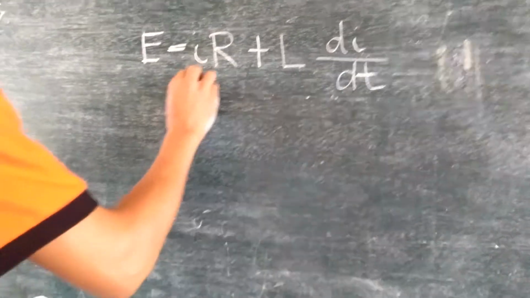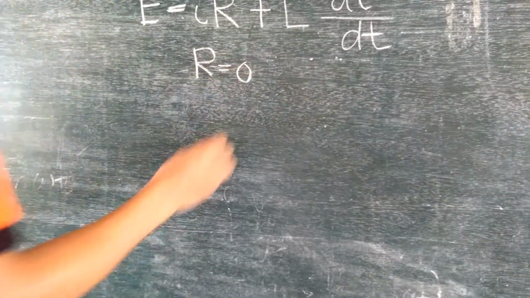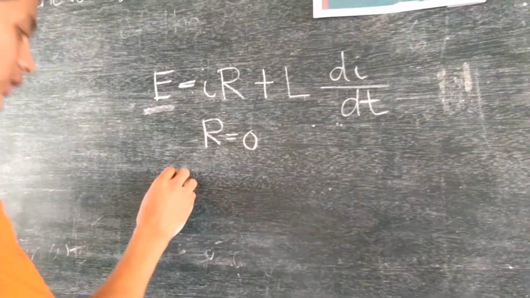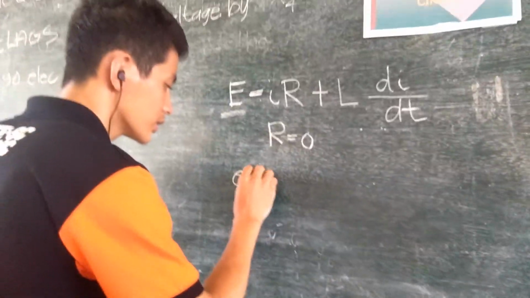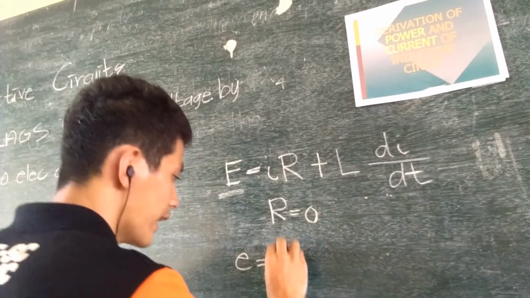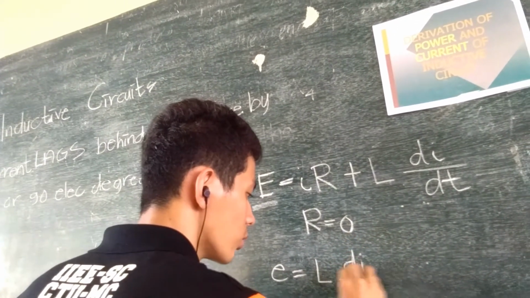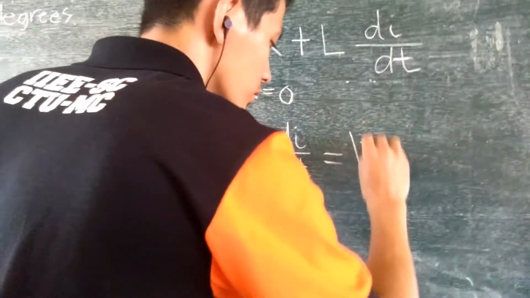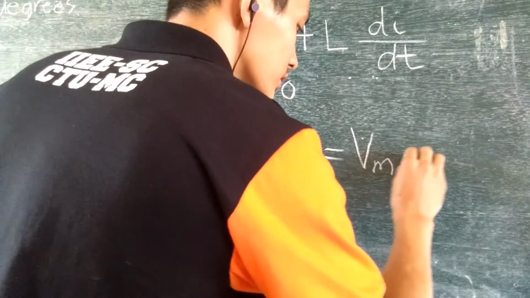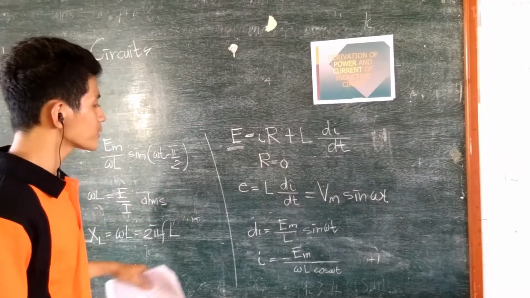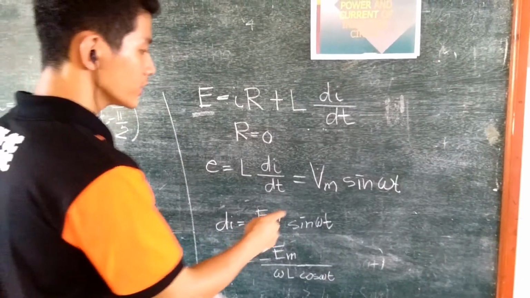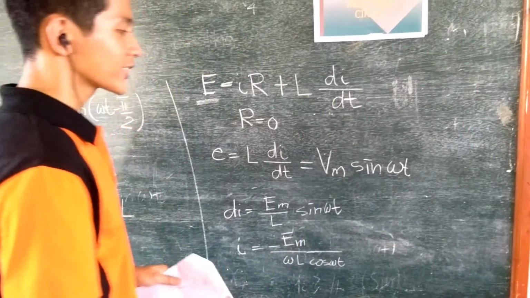Now, consider that R is equal to 0 and E here is a sinusoidal wave. So we have the impressed EMF, E, which is equal to L di over dt, since the impressed voltage would be equal to L di over dt, or just equal to the maximum voltage sine omega t.